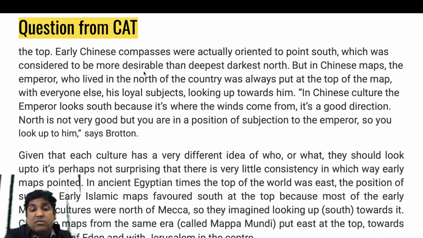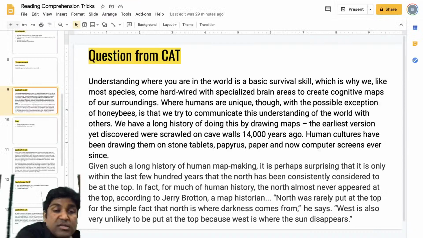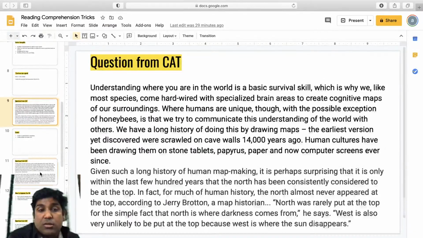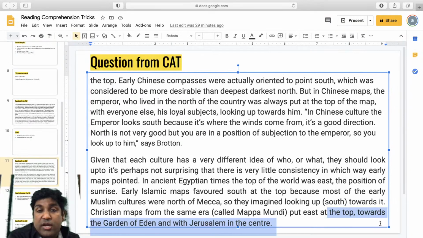Okay. Next comes the part about the top coming from here. Sun disappears. Towards the Garden of Eden with Jerusalem at the center.